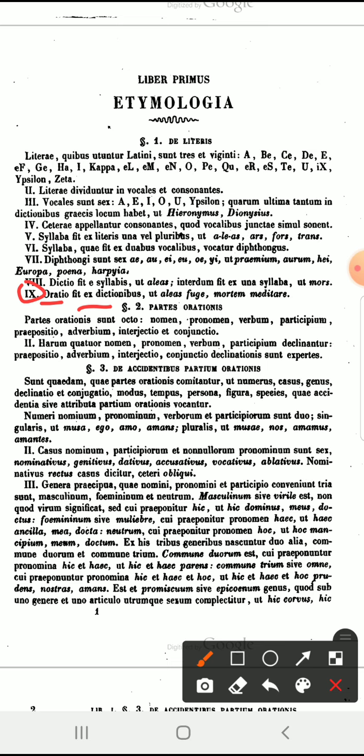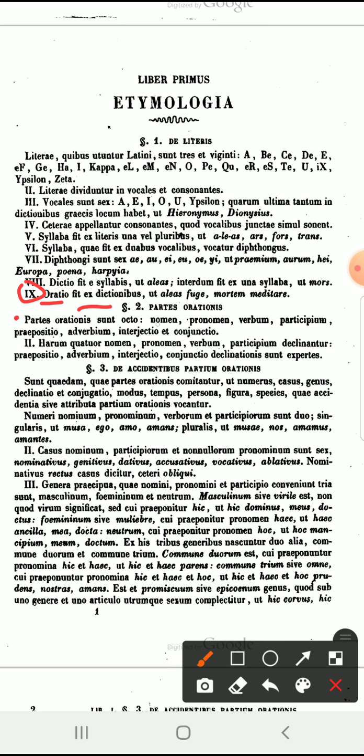The first rule of lesson 2, which you can see right here, says Partes orationis sunt octo. Partes, the parts, orationis, of speech, sunt, are, octo, 8. The parts of speech are 8 in number, or there are 8 parts of speech. After that, we have a list of the names of the 8 parts of speech.